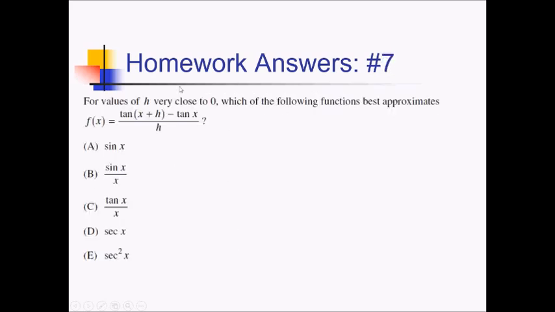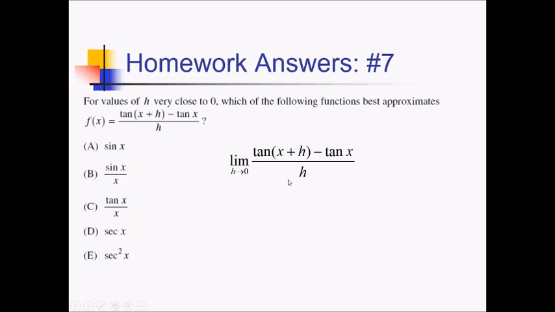For this problem, for values of h very close to 0, we want to know which function best approximates tan of x plus h minus tan of x over h. Now the key on this one is this wording, for values of h very close to 0. So we're basically saying if we take the limit as h approaches 0 of all this stuff, what's our best approximation going to be? Well, when we see something in this form here, this is essentially just the limit form of a derivative. We're taking the derivative of some function.